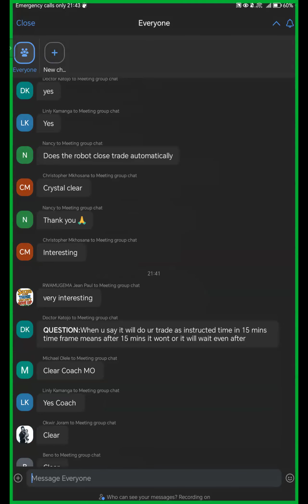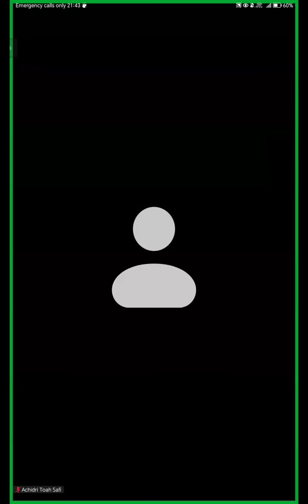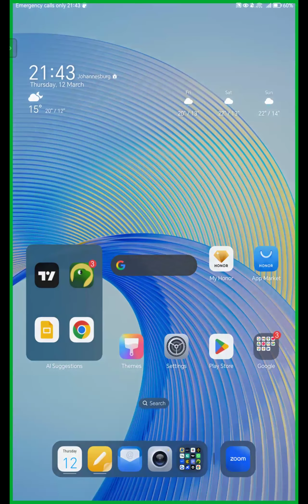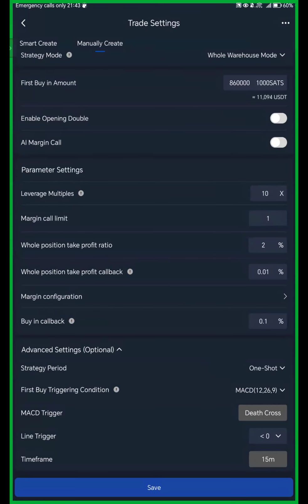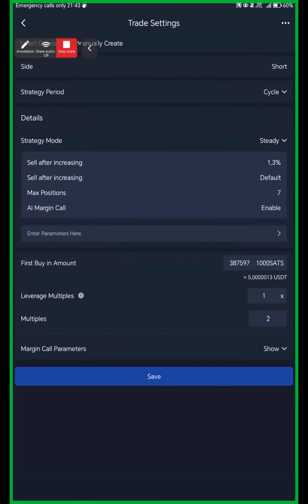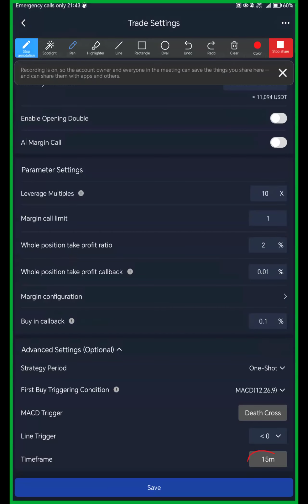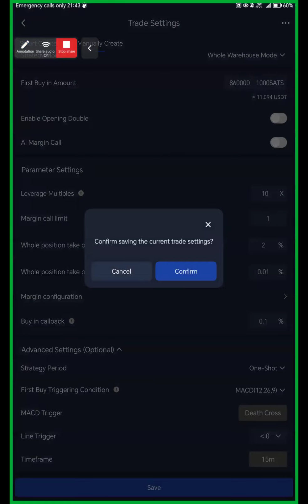When I say 15 minutes time frame, I mean this. Let me open that particular asset. Doc, please pay your attention here. So I'm saving this. This is our 15 minutes, right? This is our 15 minutes. You do not change it. It comes like this. You only need to tap on save. Right, so this is what I meant.